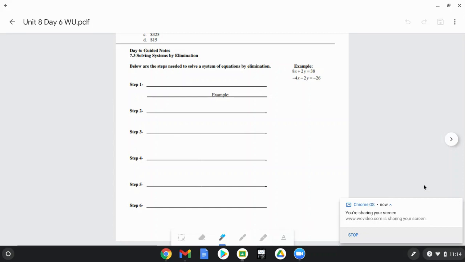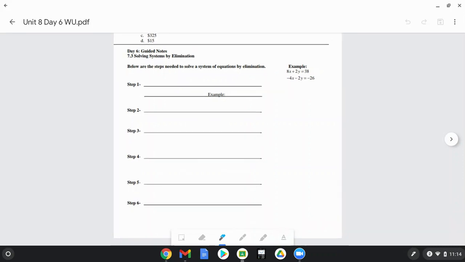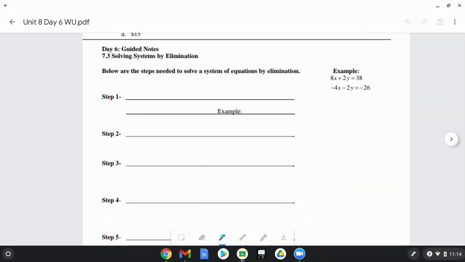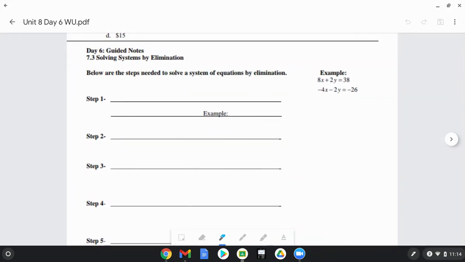Okay, we have our third and final way to solve. So far we've solved by graphing and then substitution, and today is called elimination. So these are the notes for solving by the third and final way, which is elimination, or some people call it the multiplication method as well. So here are the steps, and on the right side I'm going to do the example as we go through the steps.